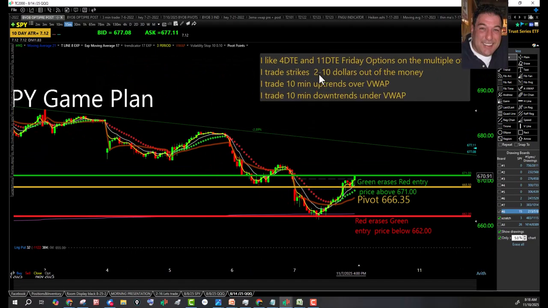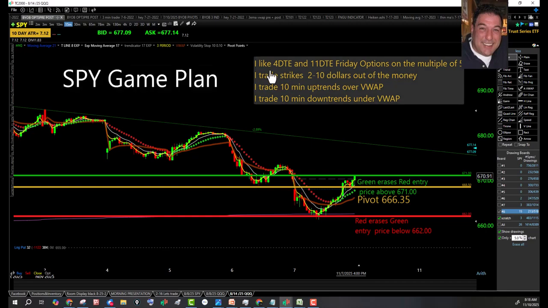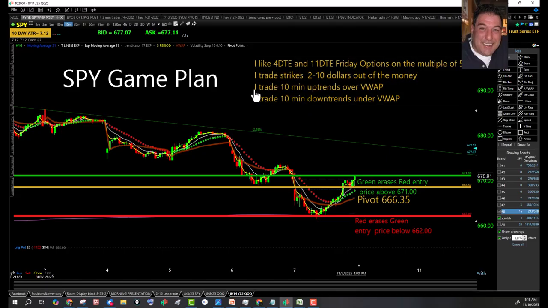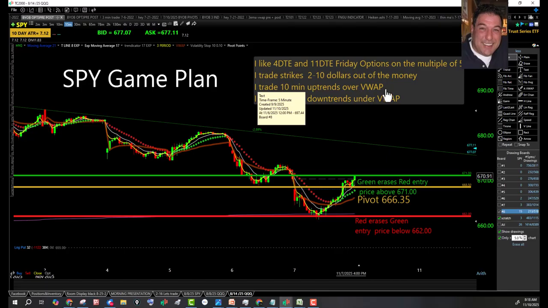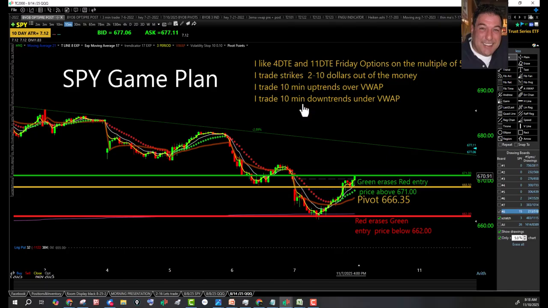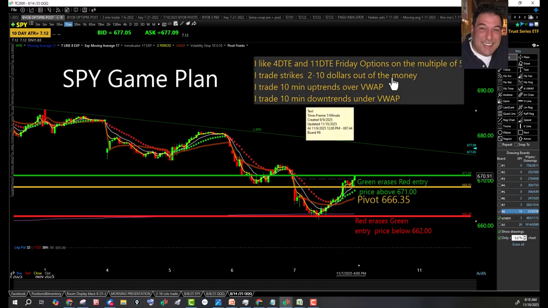SPY game plan, I like 4 days till expiration, 11 days till expiration. Friday options. On the multiple of 5, I trade strikes $2 to $15 out of the money. I like 10-minute uptrends over VWAP. On these, I trade strikes $2 to $15 out of the money. Those are quick in and outs. As soon as the trend ends, I get out and roll it out. Okay. Don't stay in it all day long.